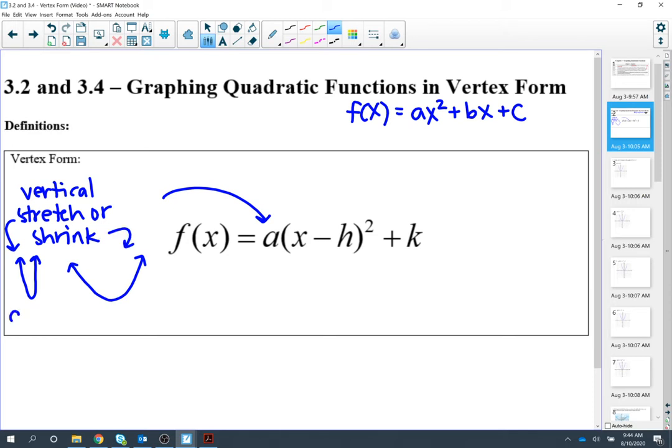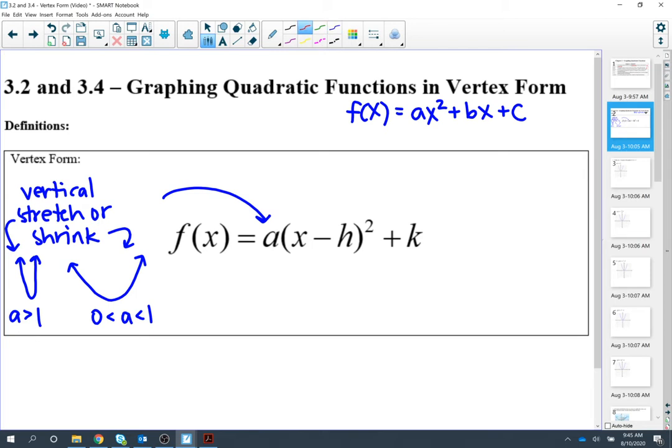This is when your a value is greater than 1. This is when your a value is between 0 and 1. So that's when you're going to get a fraction or a decimal, 1/2, 1/4. It's going to make your parabola wider, versus when your a value is greater than 1. So 2, 3, 4, 5, your parabola is going to get skinnier. And again, the skinnier is called a stretch and the wider is called a shrink.